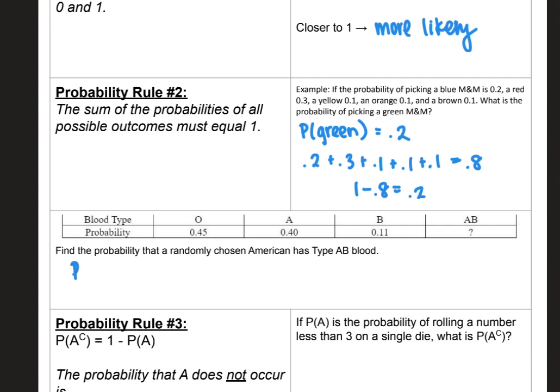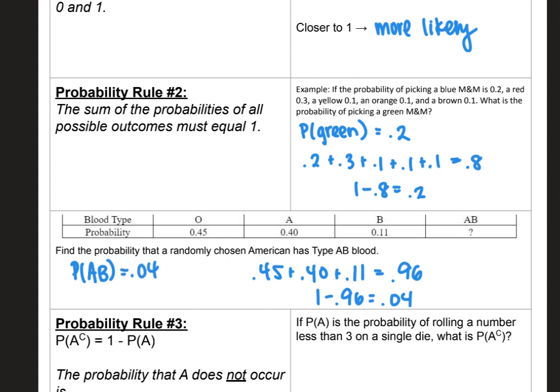So we need to find the probability of type AB blood. So I'm going to do 0.45 plus 0.40 plus 0.11. So what is that? 0.8, 0.96. And then I'm going to do 1 minus 0.96, which is going to be 0.04. So the probability of having type AB blood is 0.04.